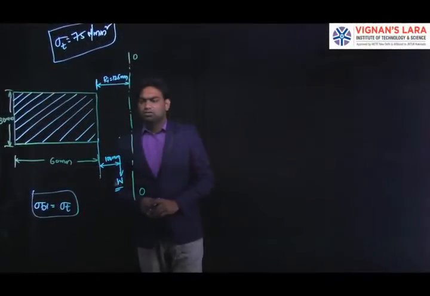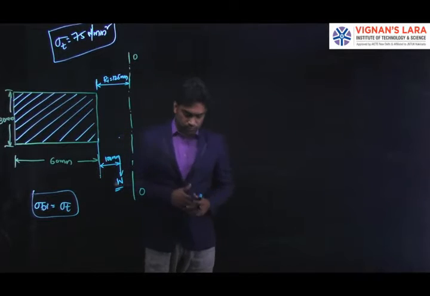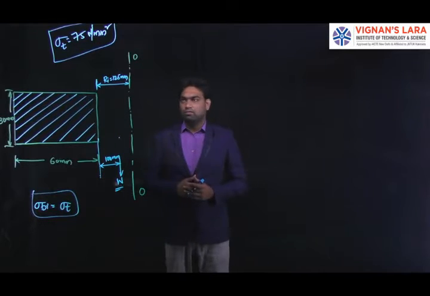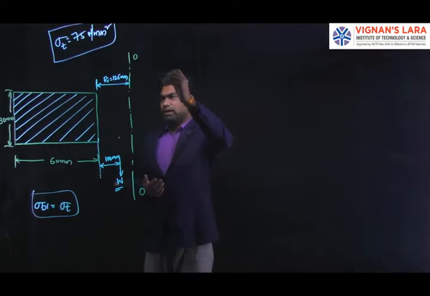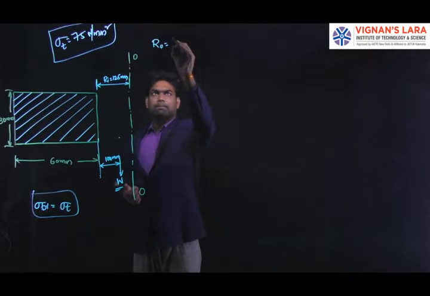Here the procedure for solving the problem is the same, and the steps involved are the same. But instead of finding the stresses, we need to find the capacity. First of all, you can find the outer radius, that is the radius of curvature to the outer fibers. R naught is given by Ri plus h.